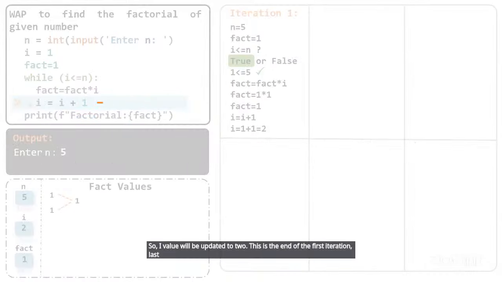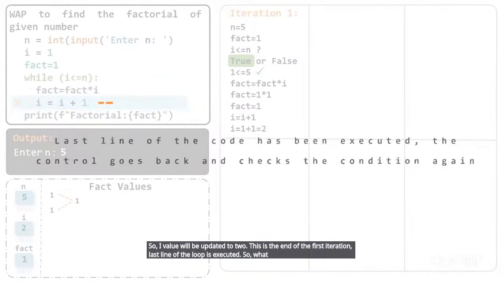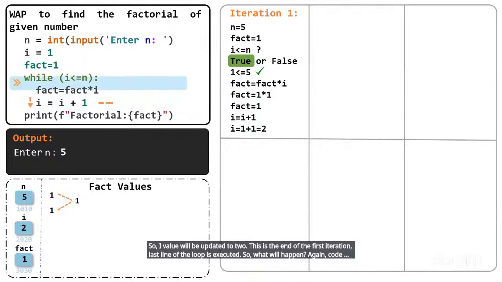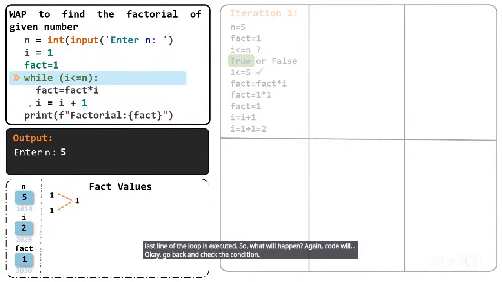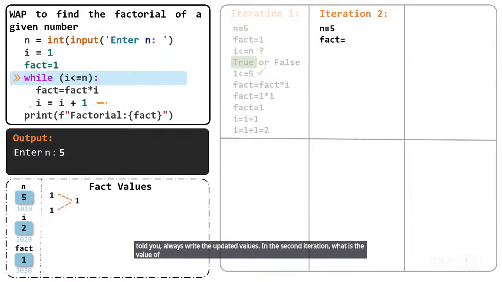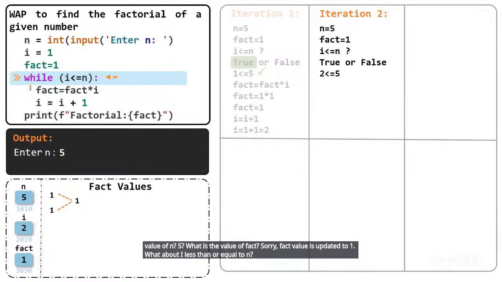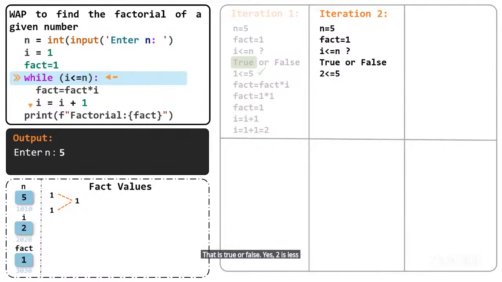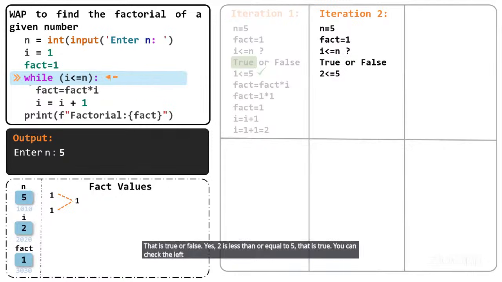Last line of the loop is executed. So what will happen? Again, the code will go back and check the condition. Now before checking the condition, I told you always write the updated values. In the second iteration, what is the value of n? 5. What is the value of fact? Sorry, fact value is updated to 1. What about i less than or equal to n? That is true or false? Yes, 2 is less than or equal to 5. That is true. You can check the left side variables and the diagram that I am drawing there. Okay. So 2 less than or equal to 5, true.